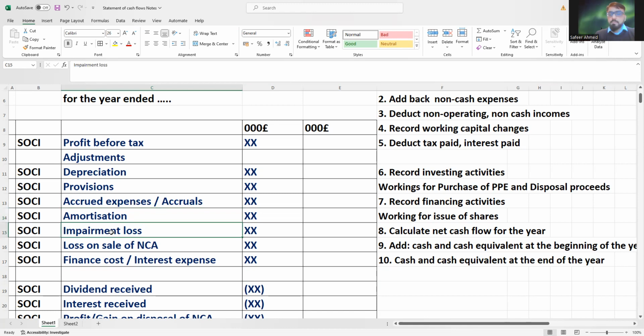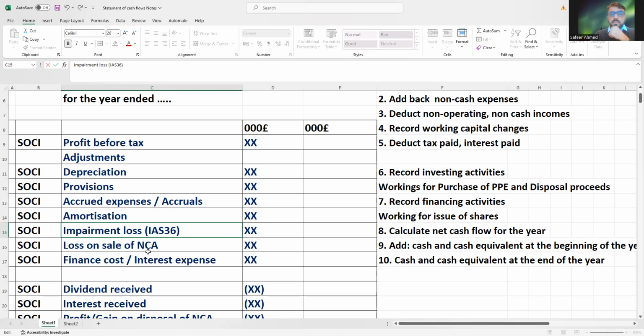Another one can be impairment loss, and remember that this is covered as part of IAS 36, impairment of assets. How we calculate it is a different topic, but remember, if we had any impairment loss, we must have recorded it as part of the income statement. And therefore, what we will be doing now is adding it back because it's a non-cash expense.